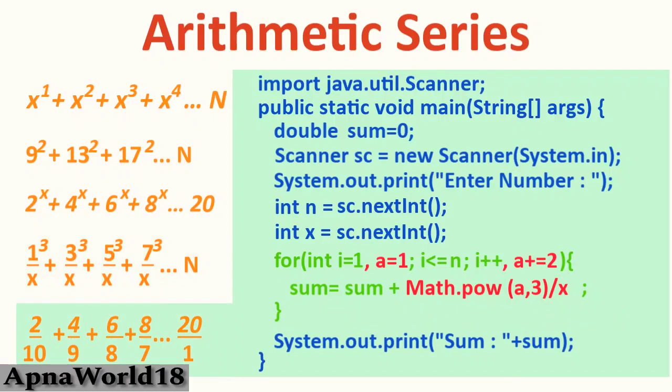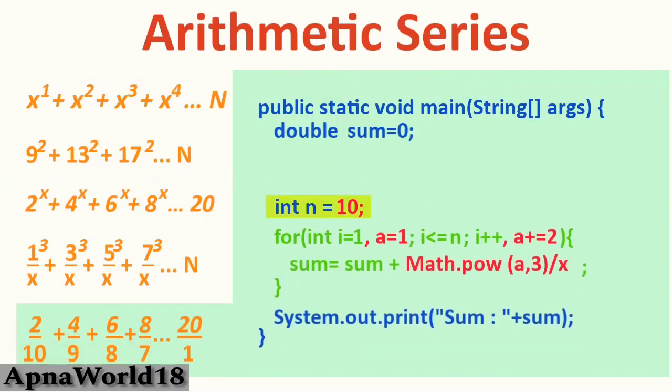Now this is an interesting one. It has two series. Numerator has a different series and denominator has a different series. How do we solve this one? It is equally easy. Here we know n is 10. In the for loop, we will now take two variables.